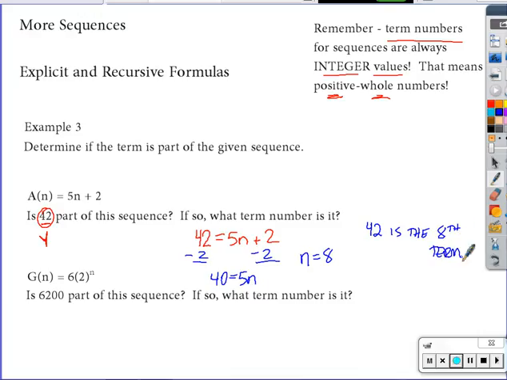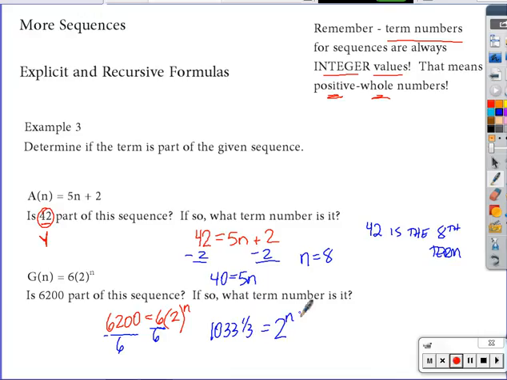Now, geometrics are a little bit different. In a geometric sequence, is 6,200 part of the sequence? If so, what term is it? So 6,200, is that going to equal 6 times 2 to the nth power? This is a little bit different. I still start the same way, though. I divide by 6. So when I do 6,200 divided by 6, I'm trying to then figure out, is 1,033 and 1/3 going to equal 2 to the nth power?